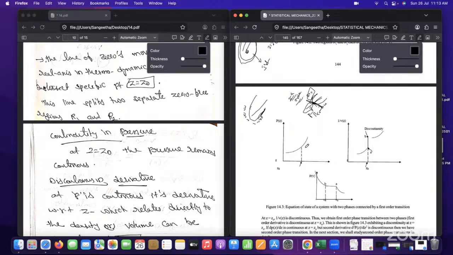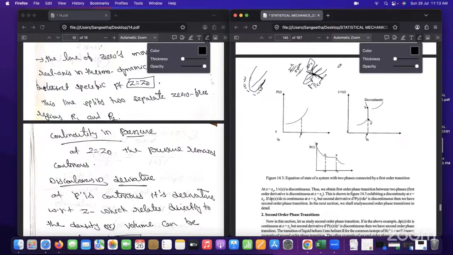Now we will see here. What is the first one? This first graph is pressure with respect to volume. Here we are taking pressure with respect to temperature. What is happening? Like this, it is there. So this is first order phase transition. Actually this is like a slope we are getting. So this point is Z equal to Z0.